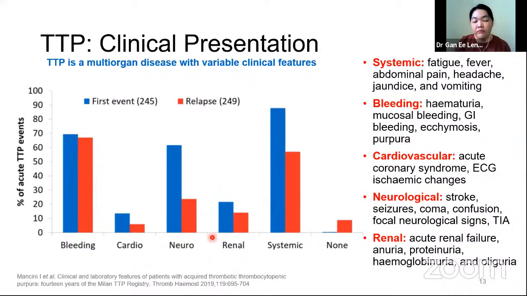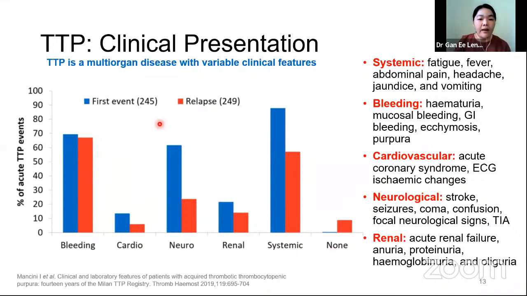If you notice here, renal manifestation is only about 20% from this registry, presented as acute renal failure, anuria, proteinuria, hemoglobinuria, and oliguria. So again, this does not predominantly happen in TTP if we are thinking about HUS as one of the differential diagnoses for TTP. Cardiovascular presentation, patients might come with chest pain with acute coronary symptoms, ECG, and ischemic changes.